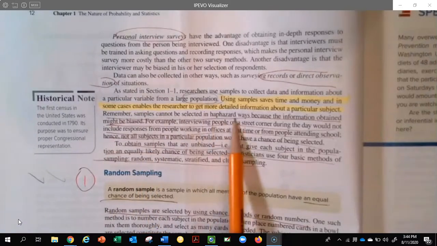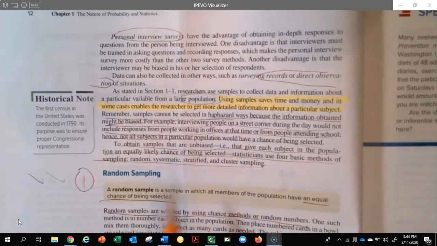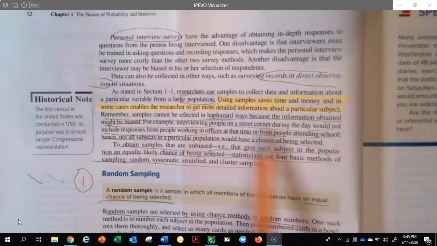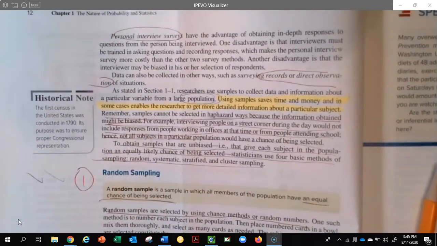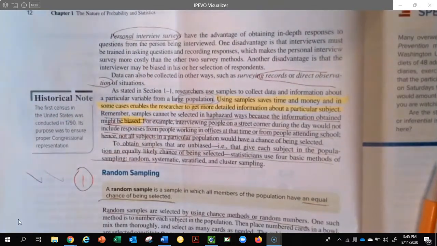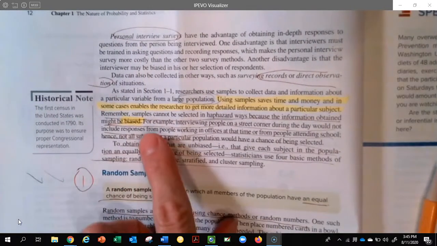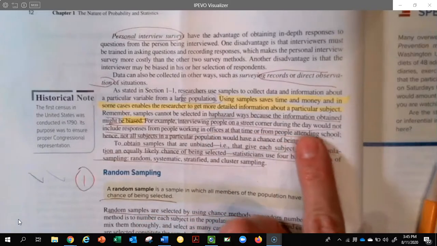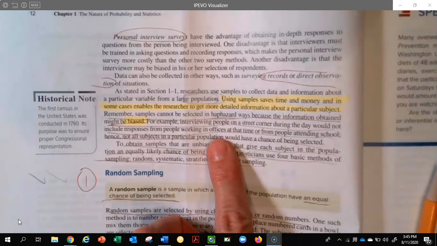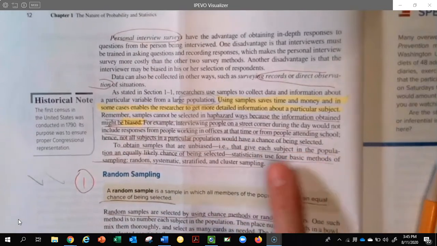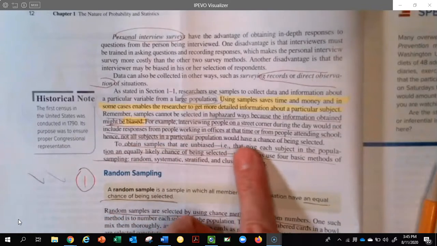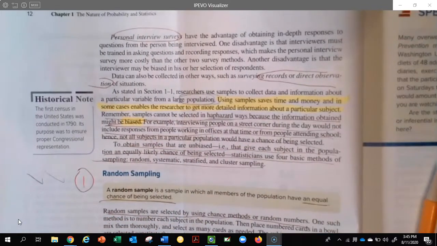And data cannot be collected in haphazard ways, or you've got a sorry, no good study, and your results are sorry and no good, because the information obtained might be biased. And that's a word that you need to start hanging on to. And what does that mean? What does it look like? What are the types? We'll get there. For example, interviewing people on a street corner during the day would not include people who are working in the offices at that time, or people at school, or people off that day. Hence, not all the subjects of a population have a chance of being selected.